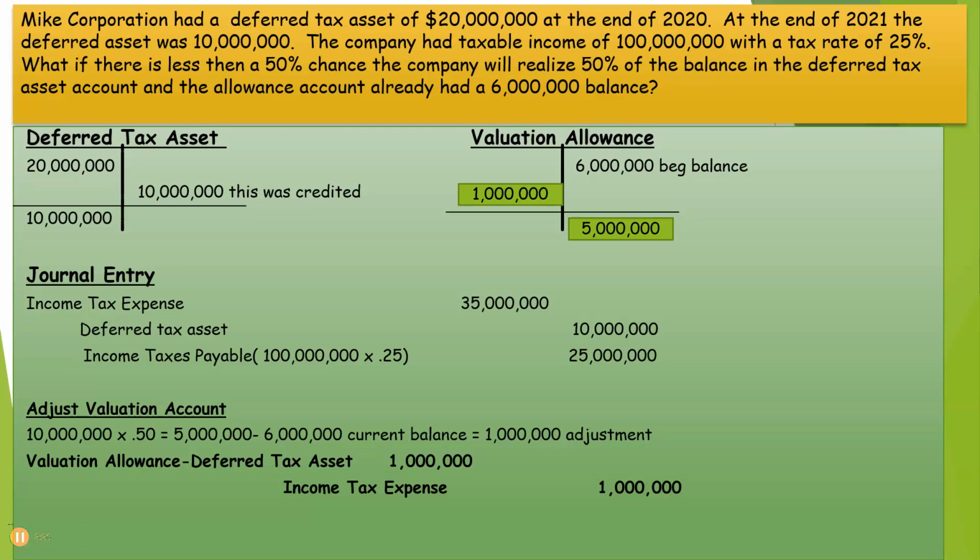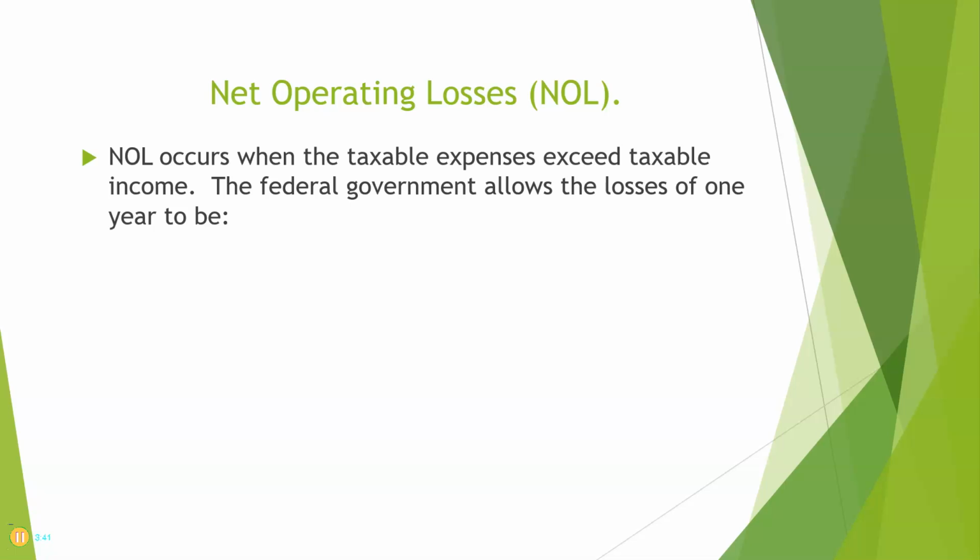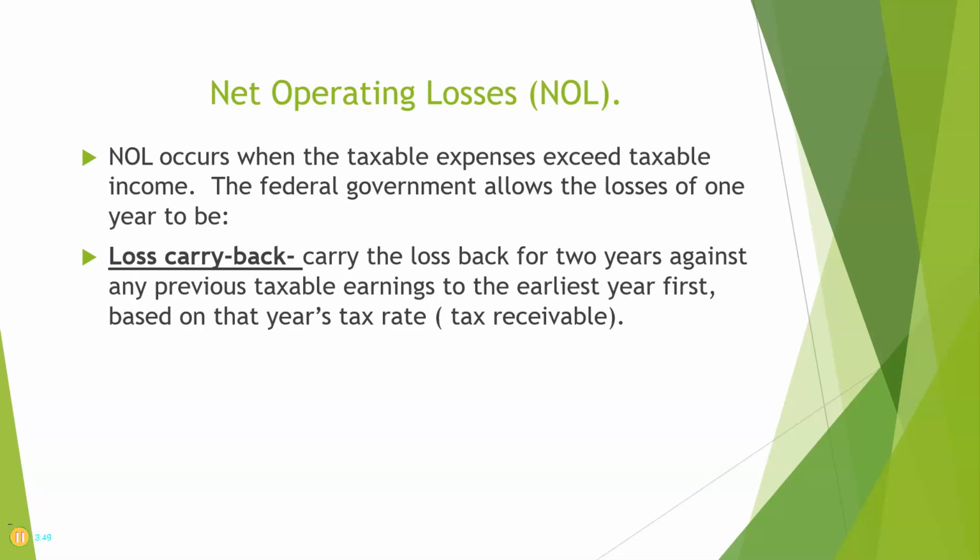Now we're going to go over net operating losses. Now, net operating losses occur when the taxable expenses exceed taxable income. The federal government allows the loss of 1 year to be carried back. Carry the loss back for 2 years against any previous taxable earnings, to the earliest year first. So that would mean in 2020, you'd have to go back to 2019 first, based on that year's tax rate. And then you set up a tax receivable.